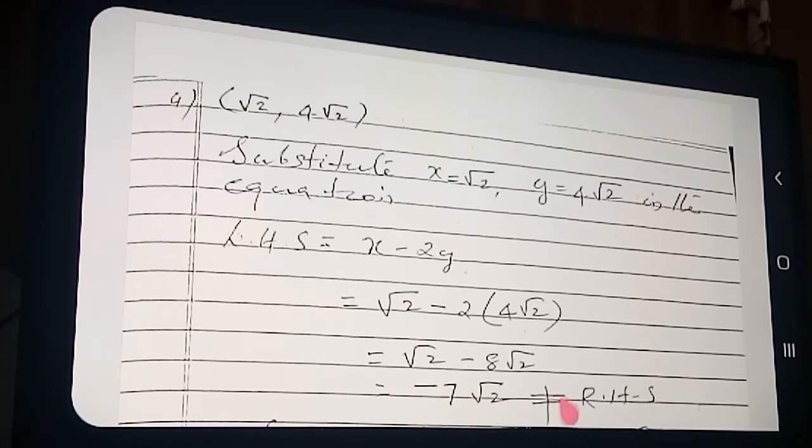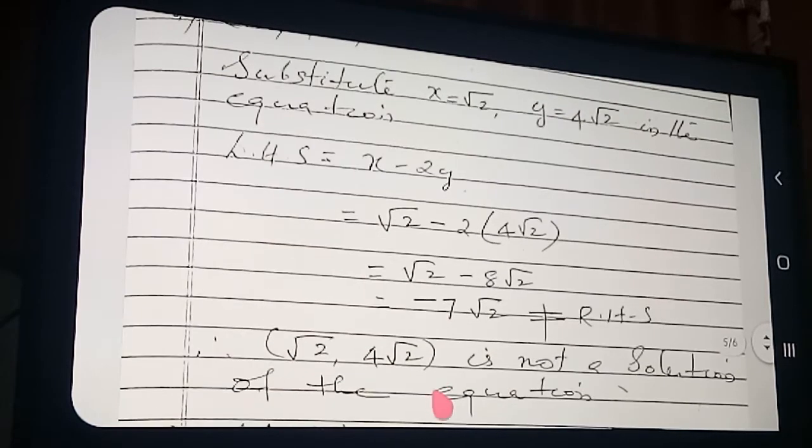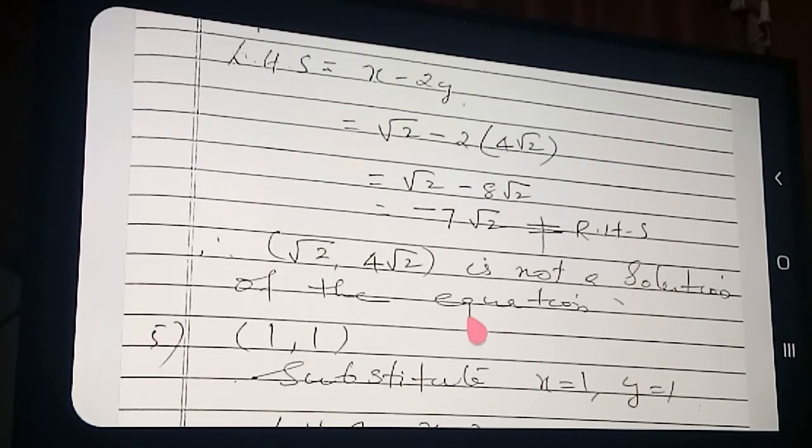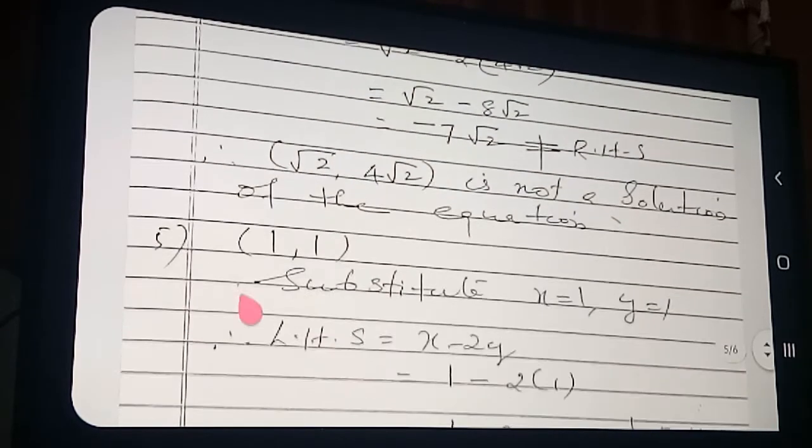So what's the value of the RHS? 4. So it is also not equal to the RHS part. So what did I write? Therefore it is also not a solution. Root 2 comma 4 root 2 is not a solution of the equation. Okay. Now let's move a little fast.